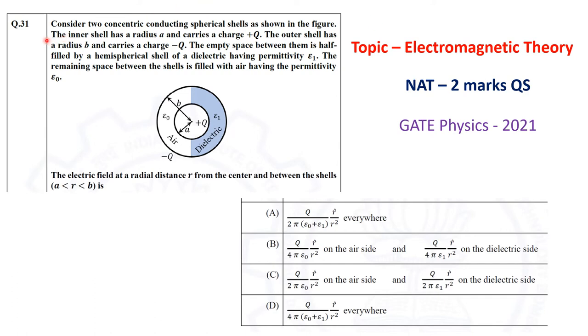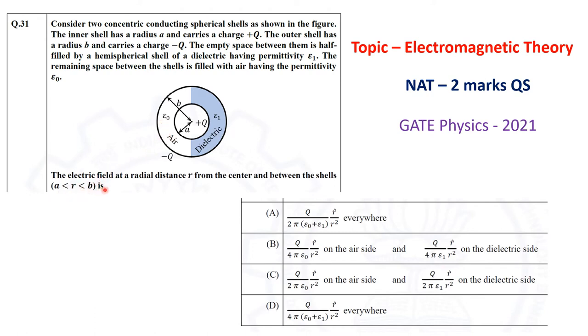So the question is, consider two concentric conducting spherical shells as shown in the figure. The inner shell has a radius small a and carries a charge plus q. The outer shell has a radius small b and carries a charge minus q. The empty space between them is half filled by a hemispherical shell of a dielectric having permittivity epsilon 1. The remaining space between the shells is filled with air having the permittivity epsilon naught.